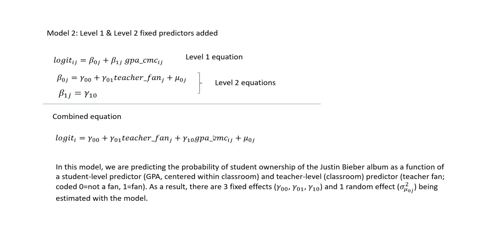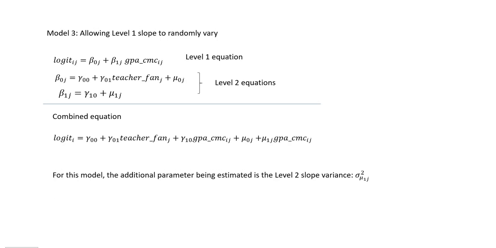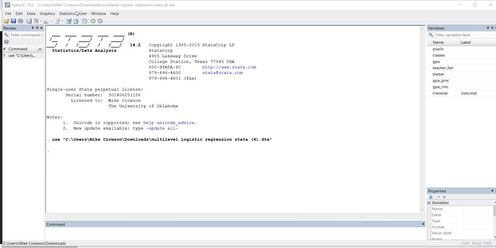Now the second model that we will be testing will be this one, where we have essentially our level 1 and level 2 predictors added into the model. And then for the last model, we will just simply allow the slope for GPA to randomly vary across the classrooms. So let's go ahead and open up Stata.